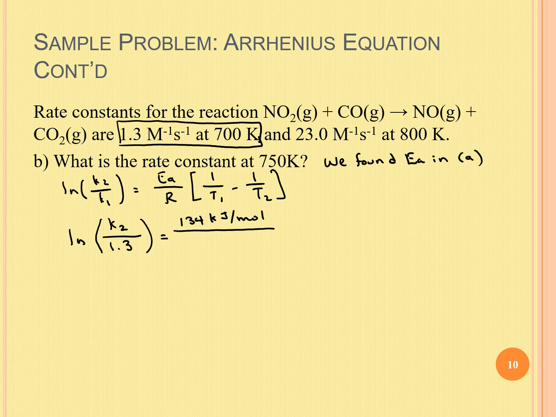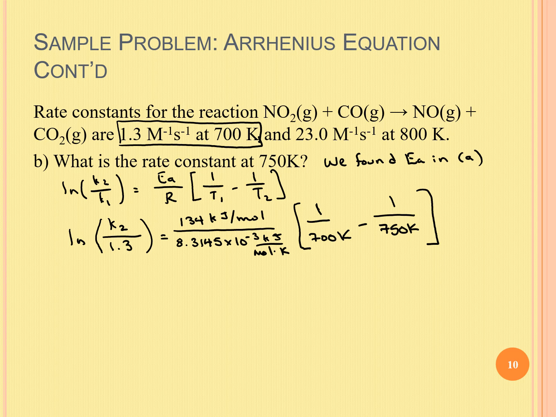Divided by our gas constant, 8.3145 times 10 to the minus third kilojoules per mole Kelvin, times 1 over temperature 1. Well, I called K1 1.3, so the temperature that goes along with that is 700 Kelvin. And minus 1 over T2, in this case the 750 Kelvin, because that is the temperature that goes with K2.